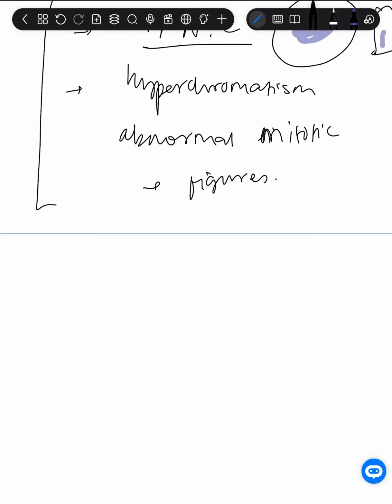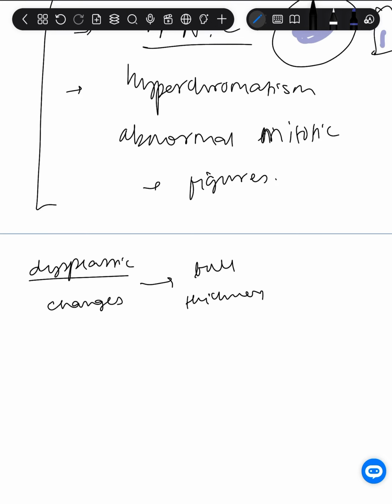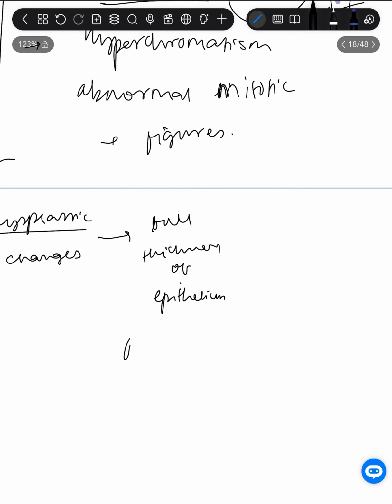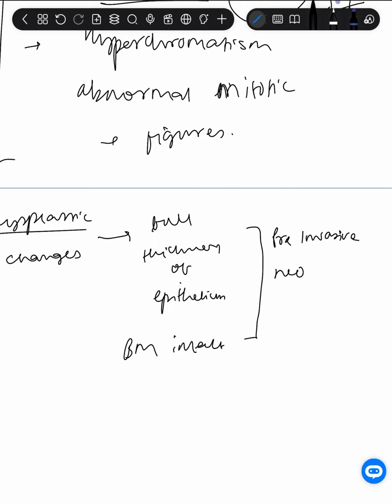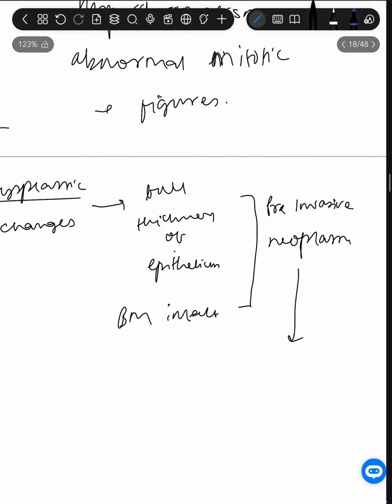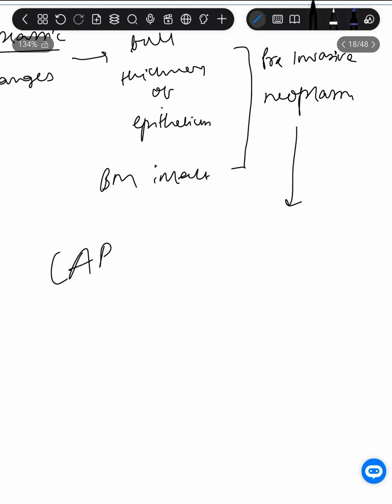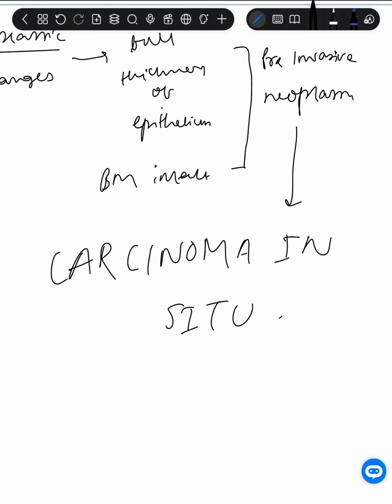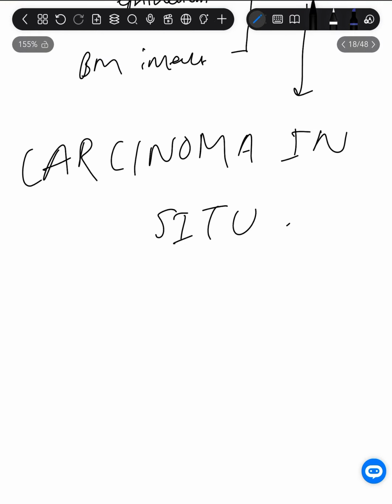We have a chain of sequences. First, the dysplastic changes, or the abnormal changes, will happen in one cell, then another, and then another. Slowly it will spread to the full thickness of the epithelium. But the basement membrane is intact. This is called a pre-invasive neoplasm, or, as you all know, carcinoma in situ. You have heard it so many times in cervical neoplasia and breast cancers.